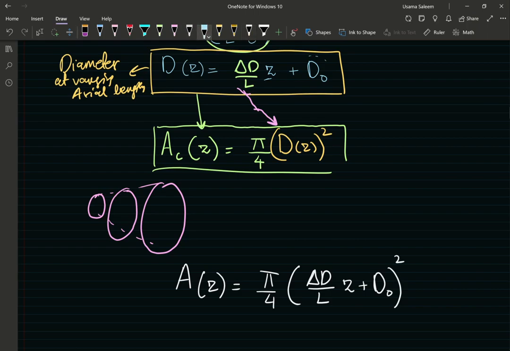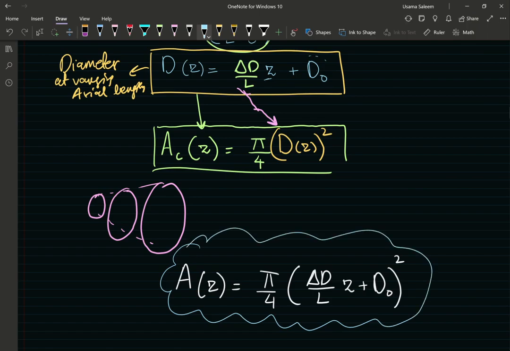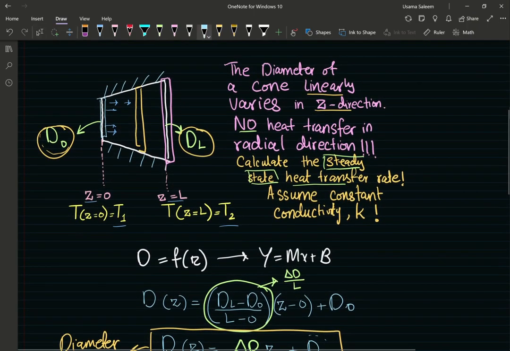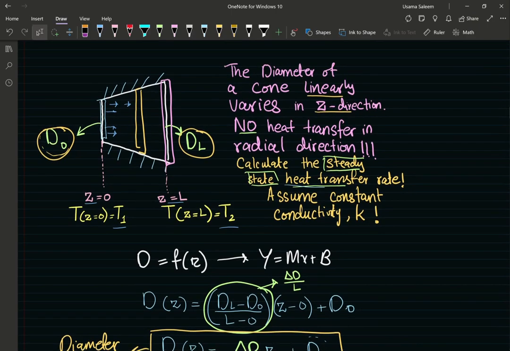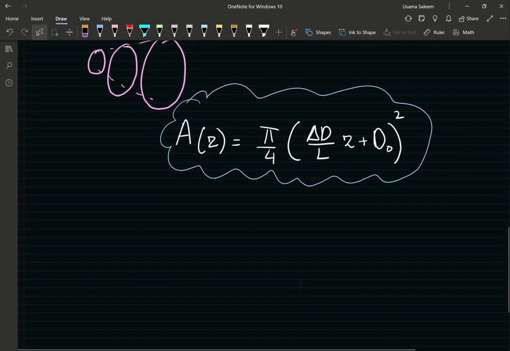Okay, good. Now we've got the expression, we've accounted for the variation in area with axial length, but our problem is asking for heat transfer, and the mode of heat transfer is conduction. We don't have any bulk fluid. We're dealing with conduction in the axial direction. So for conduction, I'm going to be using Fourier's law.